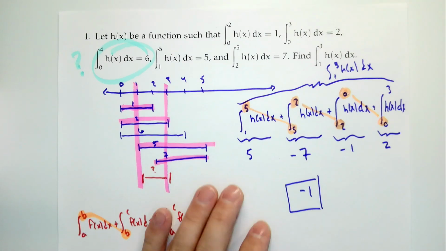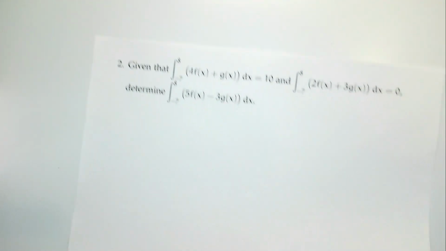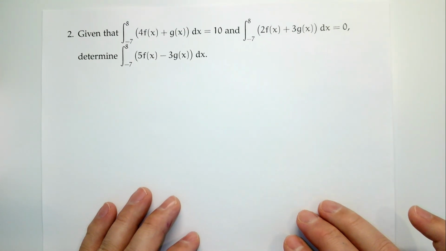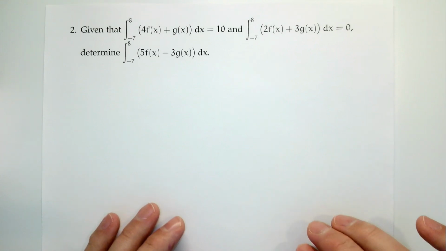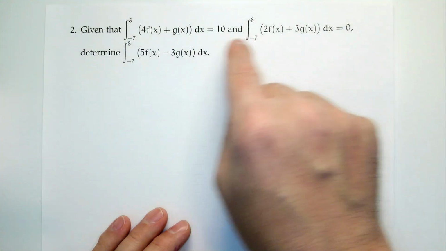But okay, so that's number 1. It's kind of like a puzzle. How do you fit the pieces together to get what you want? Number 2. So here, it's a different kind of puzzle. See, because our bounds are all the same.